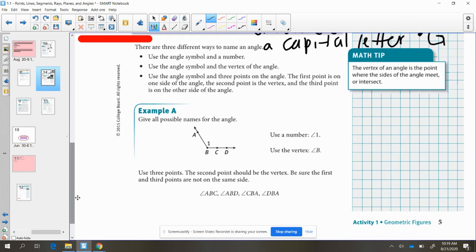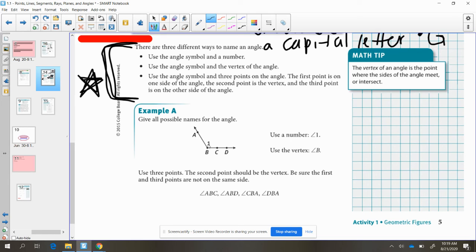Now, angles are made up of 2 rays with a common vertex. Now, we have a bunch of different ways we can name it, and those are listed right here. So again, I would star this section because it's important to go back and memorize how we name our angles, and notice you have a vertex on your angle, right? And that's where those two rays meet.